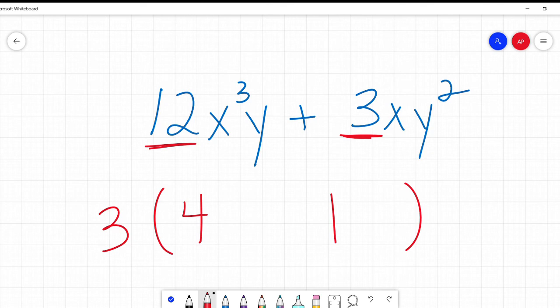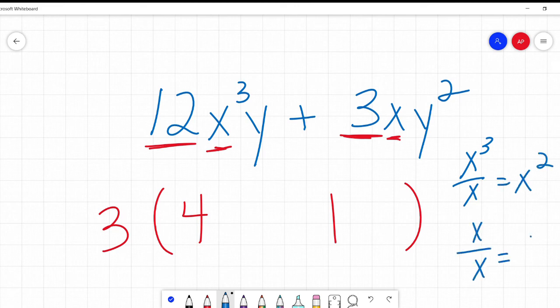All right, now we have our x cubed and our y. So for the x cubed, we have our x cubed and x. What's the biggest number, or variable in this case, that they both can be divided by? Well, that is x. X cubed divided by x is x squared. X divided by x is 1. So I can divide them both by x, and that leaves an x squared, and again, a 1.